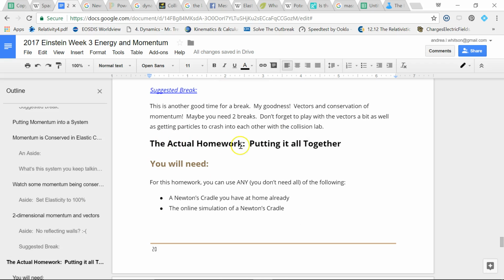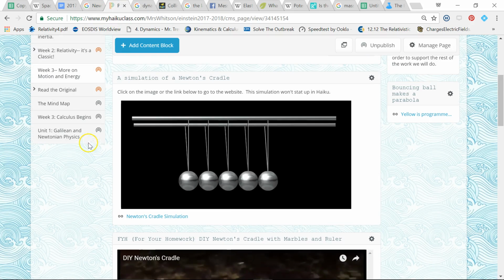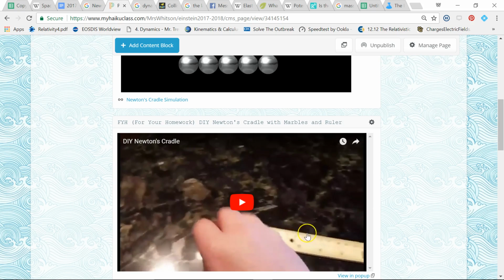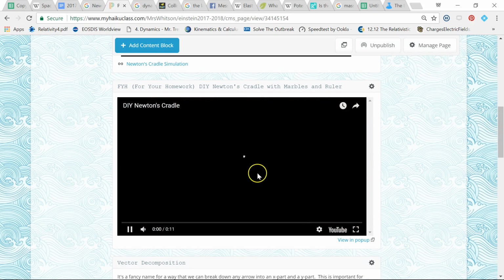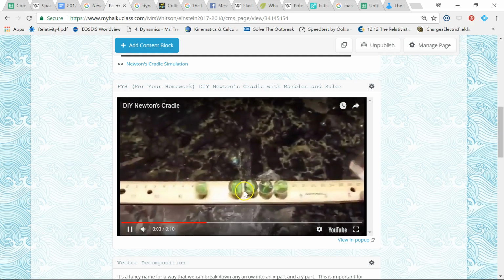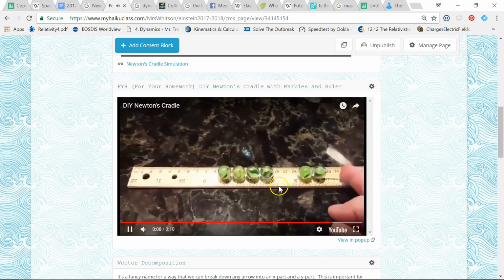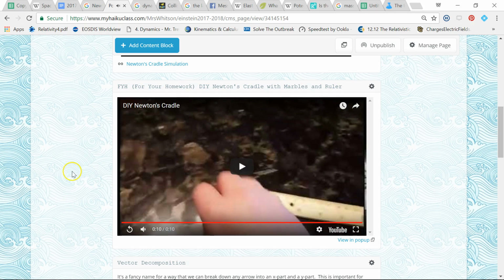Okay, so now we get to the actual homework where we put it all together. You'll need either a Newton's Cradle that you have at home already, or you can use the online simulation of the Newton's Cradle, which we have up here. Or I have a little video that shows you just need a ruler. These old style rulers have a groove that goes down the middle, and you can put marbles in it. You need a set of marbles that are the same size to do this. And you'll notice that it works the same as a Newton's Cradle. Okay, so that's one way you can do that.